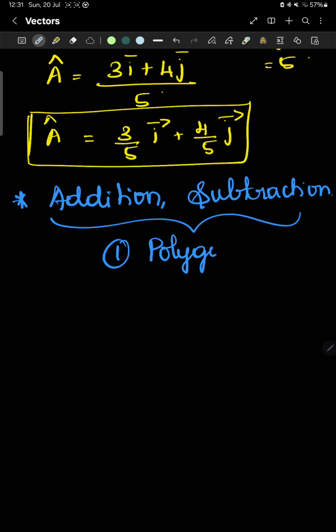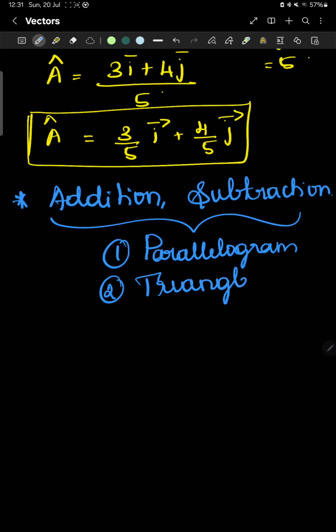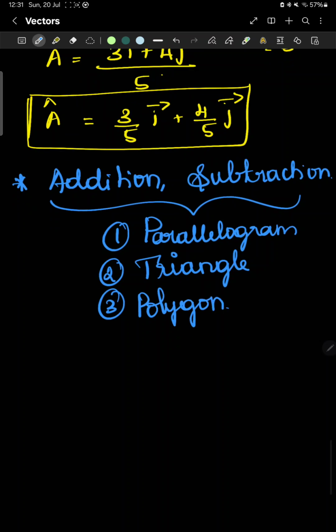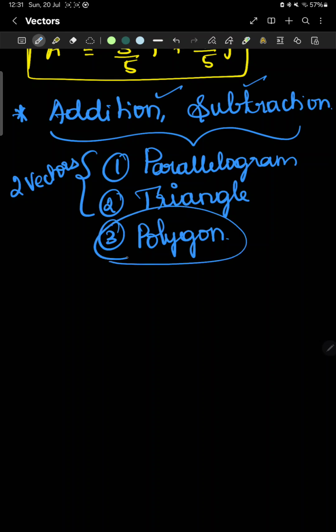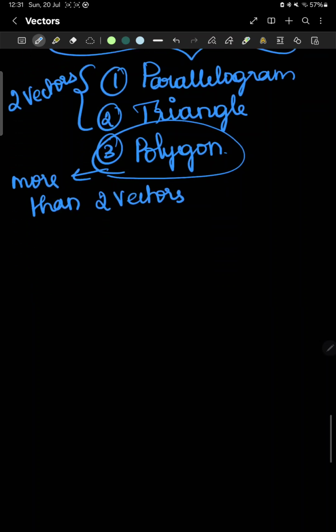The first one is the parallelogram law, the second one is the triangular law, and the third one is the polygon law. Whenever we have two vectors to add or subtract, the parallelogram and triangular laws will be used. Suppose we have more than two vectors, we will use the polygon law. So now let us see the parallelogram law.